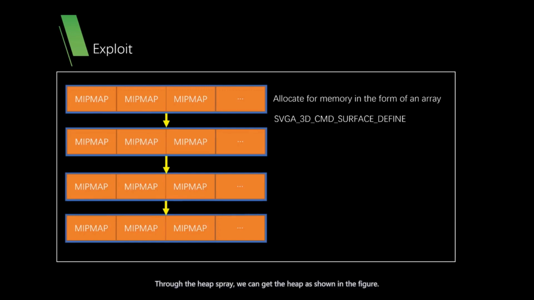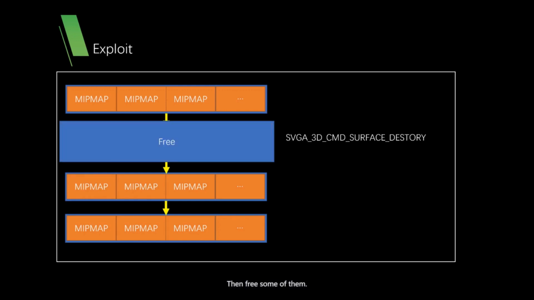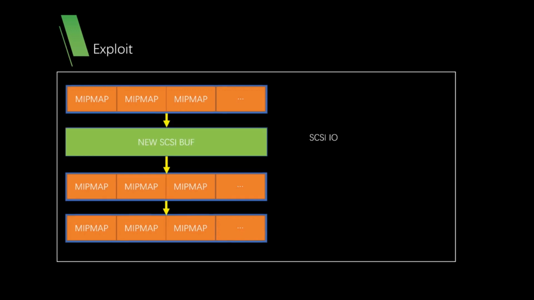Through the heap spray, we can get the heap as shown in the figure. Get a series of mipmap arrays, and then free some of them to create some holes. Next, we create a vulnerable SCSI buffer object assigned to the previously released address. Then at this point, the heap layout is finished.